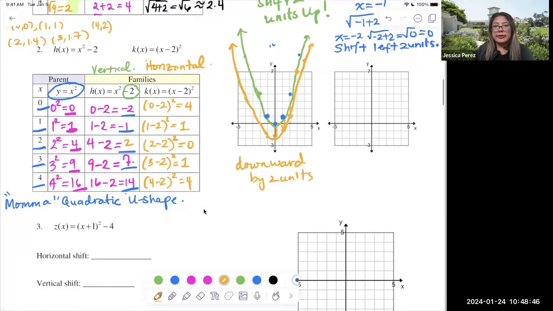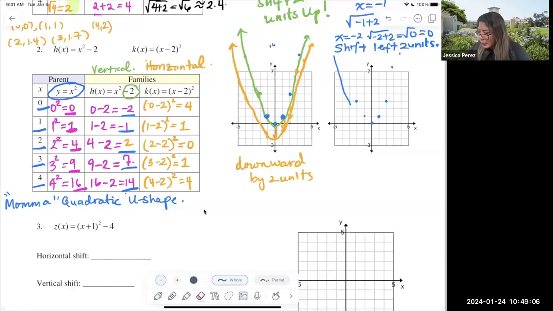And then very similarly, we're going to do mama function 3, 9, and then 4, 16. So we're also graphing mama function on the other side.